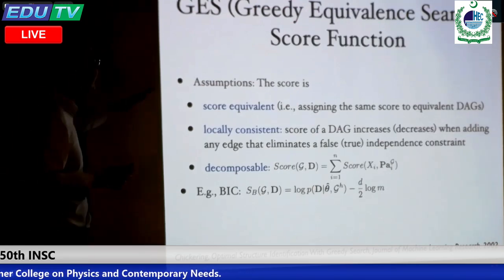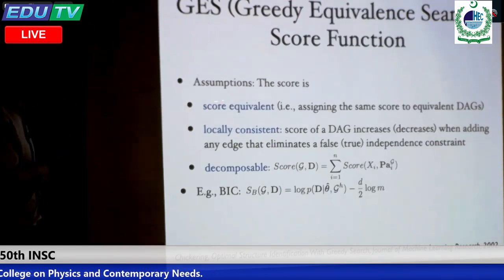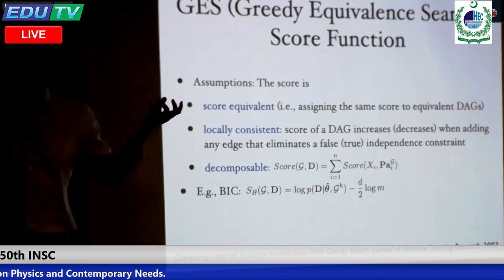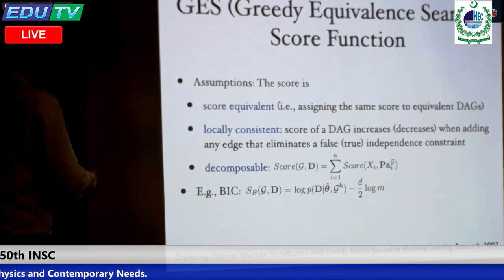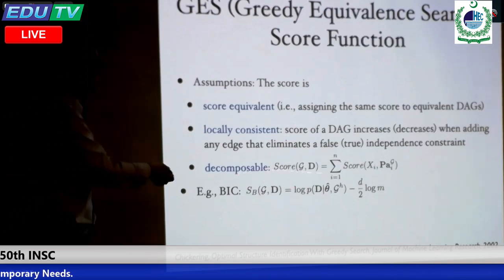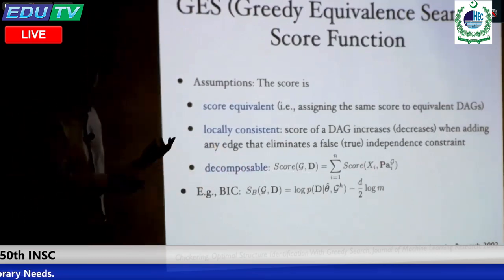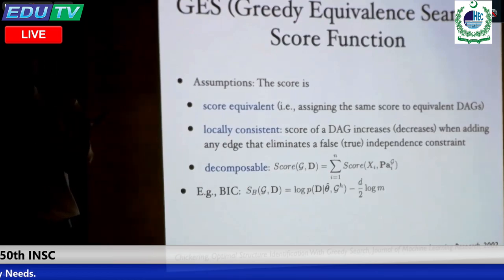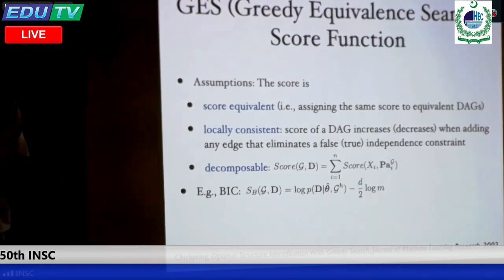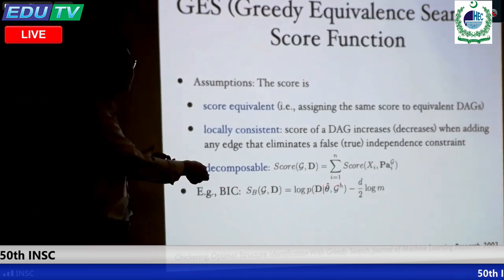I will skip the details, but basically, first of all, this assumption says all DAGs in the equivalence class give the same score. That's true. And the second one says if you remove some fake independence or fake dependence, then the score should be better. It's locally consistent. The last one says the score can be decomposed this way. If you use the BIC score, basically, BIC score is a likelihood function together with the number of edges, the penalization term, depending on how many links you have. Then this is decomposable. Okay, that's it.